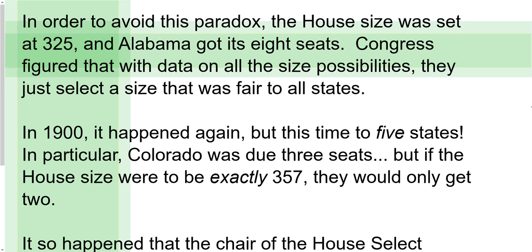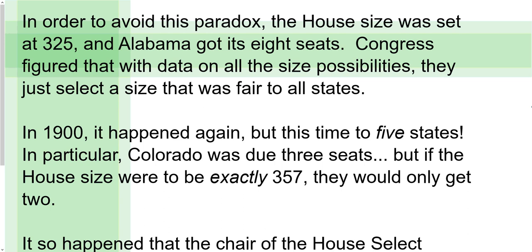In 1900, it happened again, but this time to 5 different states. And then here's something. Colorado, kind of an odd, really extreme case of this. Colorado was due 3 seats, and at every house size possible, they were due exactly 3 seats, except if the house size were 357. If the house size were exactly 357, the decimals would line up in just such a way that they'd only get 2 instead of 3.